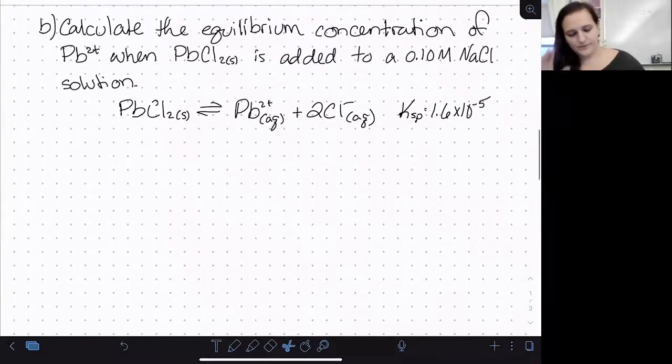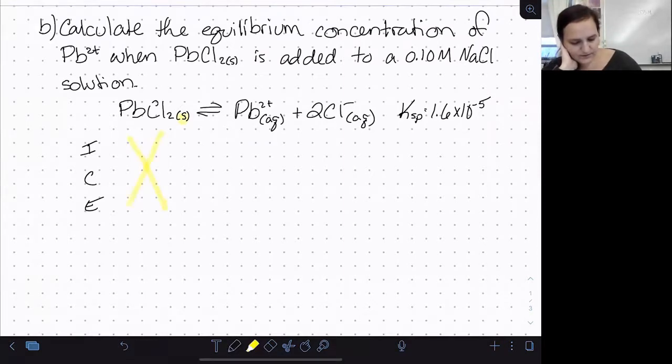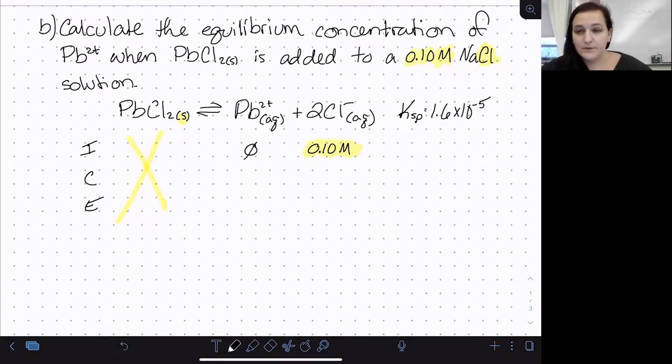Cool. So if we want to actually calculate this value, we still want to recognize that the lead chloride on our reactant side is a solid, so we don't need to think about that column. The one thing that is different in this ICE table is that we are not starting with 0 chloride. We are starting with 0.1 molar chloride. Since that's the solvent we're putting this into, before any of our lead chloride dissolves, we already have a 0.1 molar concentration of chloride, even though there's no lead present yet.